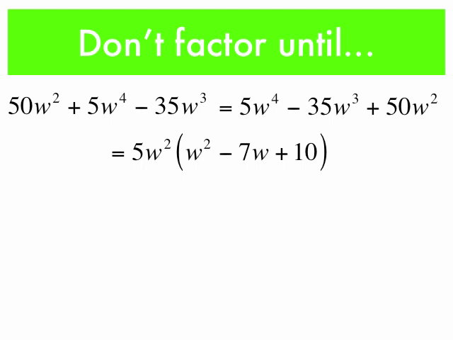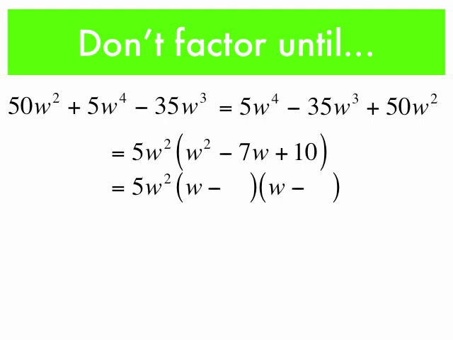Always take a second to check yourself by multiplying that GCF, that 5w squared, back through to make sure you've done it right. And it does check. All right, now I look at my signs. 10 is positive. That means I either have 2 positives or 2 negatives. How do I know which one? I look at my middle term. I look at the negative 7. So I have 2 negatives.